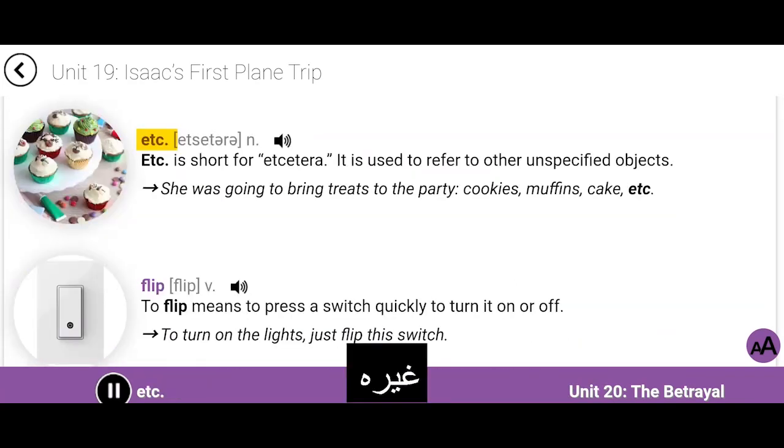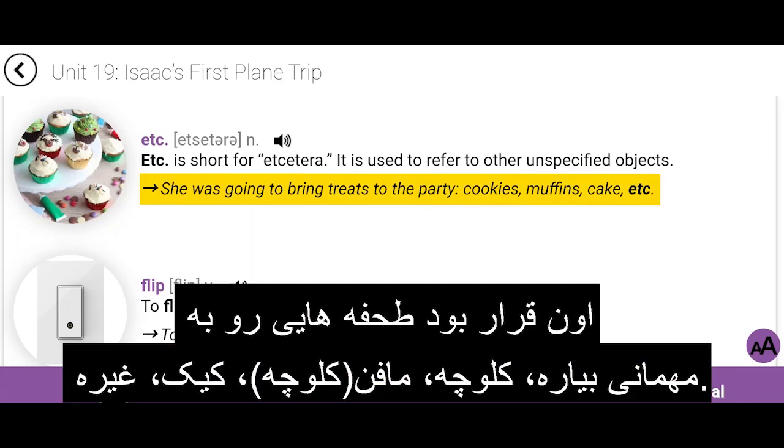Etc. Etc. is short for et cetera. It is used to refer to other unspecified objects. She was going to bring treats to the party. Cookies, muffins, cake, etc.